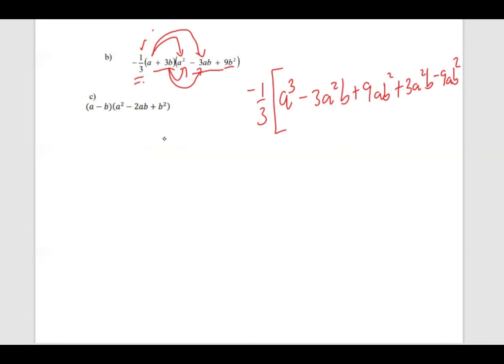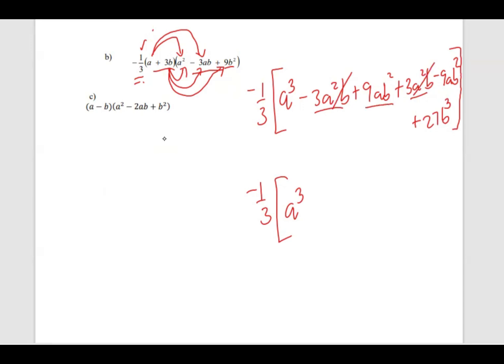Okay, and then 3b multiplied by 9b squared, that's going to give me a 27b cubed. Now I'm just opening it up because we've not done factorization yet, okay? But there is a quicker way to get the answer. So negative 1/3, let's simplify, that's going to be a cubed. This negative 3a squared b and the positive will cancel out because one is positive, one is negative. Same applies with this 9ab squared. This cancels that, which means we're just left with a cubed plus 27b cubed.